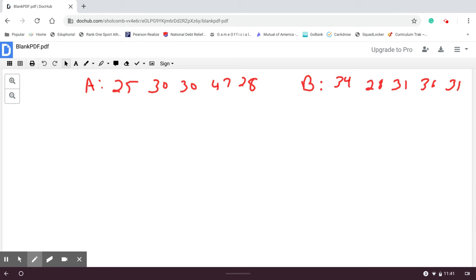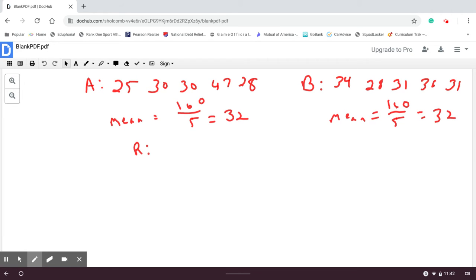All right, so if you were to figure out the mean or the average of both, this first one, you would end up getting 160 over 5. Add them all up, you get 160 over 5, which is a mean of 32. So the average sales price of this stock for last week was $32. B, the mean was, amazingly enough, 160 over 5. So it had the same mean of 32. And so the question becomes, which stock is better? Well, we use the range to figure that out.